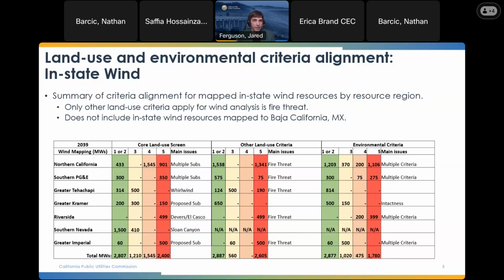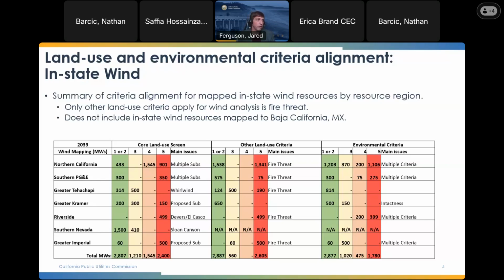And then the second thing I want to note is that under other land use criteria, we don't assess parcelization or cropland utilization. The one key data set we have in this category is only fire threat. So that middle column section is only for fire threat, while for everything else, it's the same.